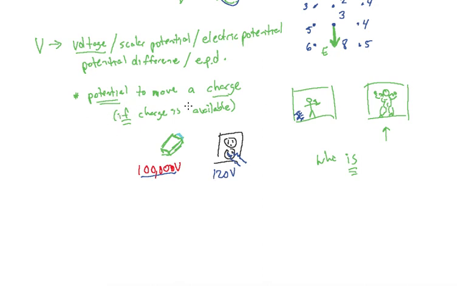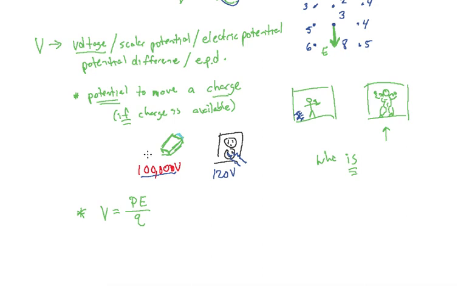You've got to remember it's your potential to move a charge. It's not actually how much charge you are moving. And then the last little definition way to think of it is that voltage is potential energy per charge. That goes right along with this potential to move a charge. It's your potential energy per unit charge, so it's the amount of potential energy you have divided by the number of charges you have. Okay? So that's the basic idea behind potential, or scalar potential, or electric potential difference, or voltage.